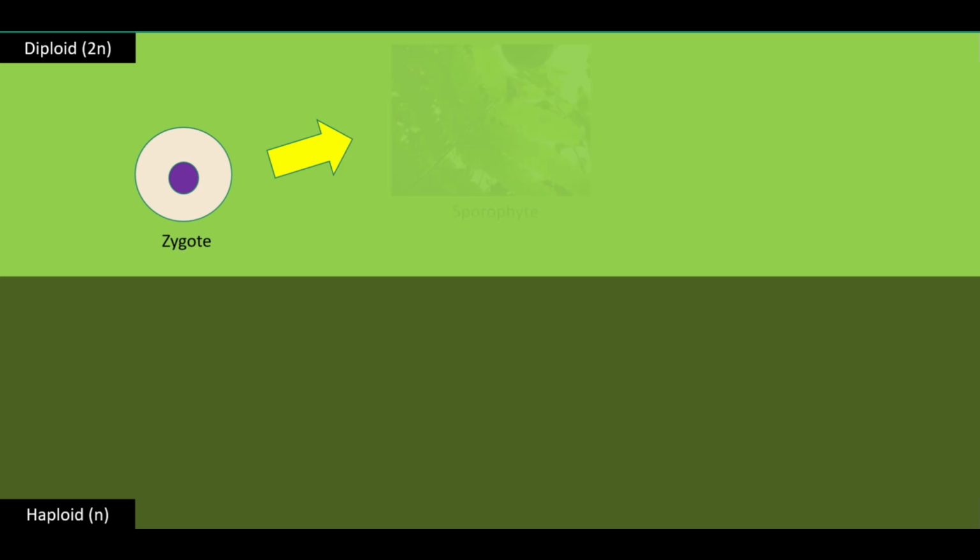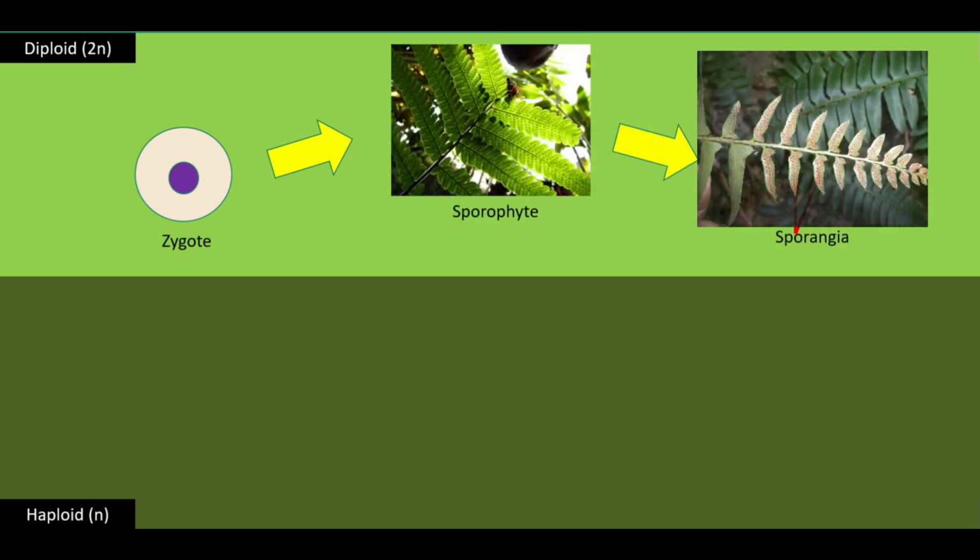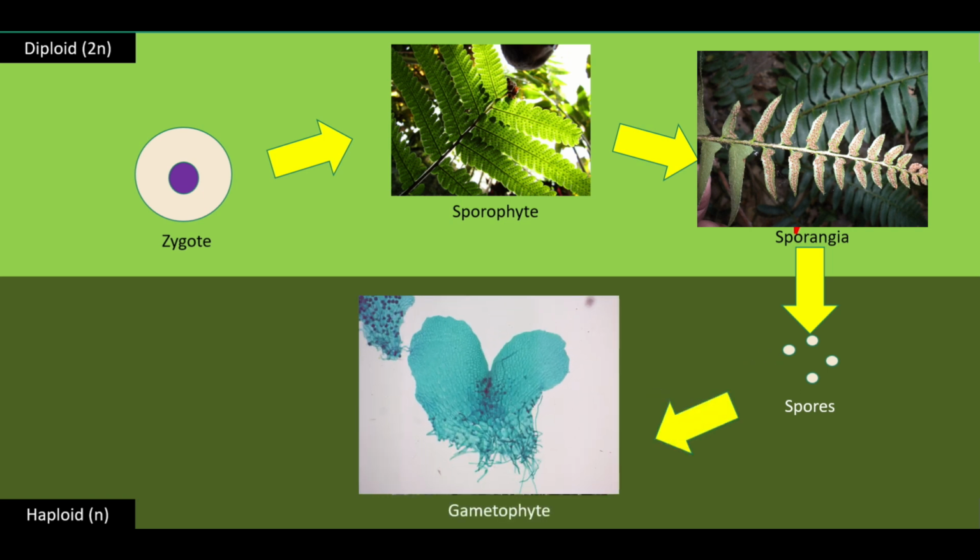This will then develop into a fern, or a sporophyte, and the sporophytes then produce sporangia, which undergo meiosis to become spores. Spores grow and develop into gametophytes. Gametophytes make gametes, and some plants produce both on the same gametophyte, as is the case with ferns, and others produce separate gametophytes for each gamete. Finally, the gametes unite, creating a new zygote, and the cycle starts over again.